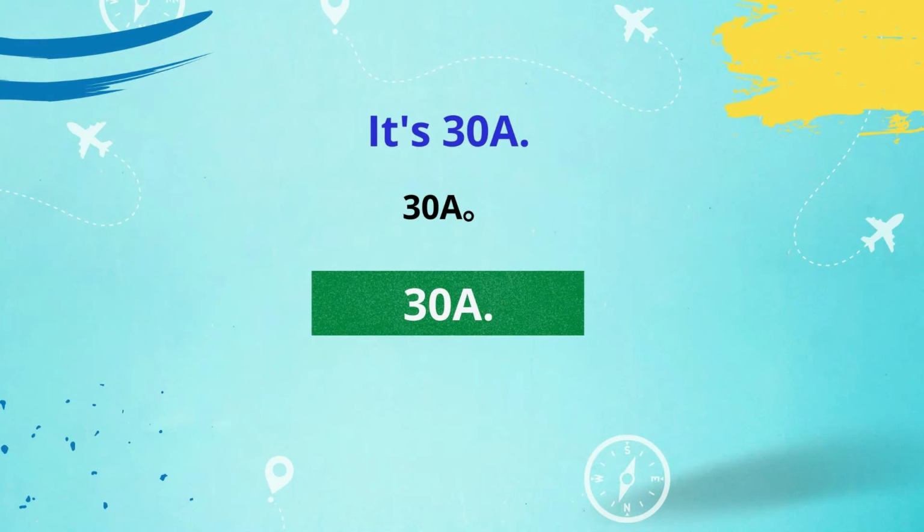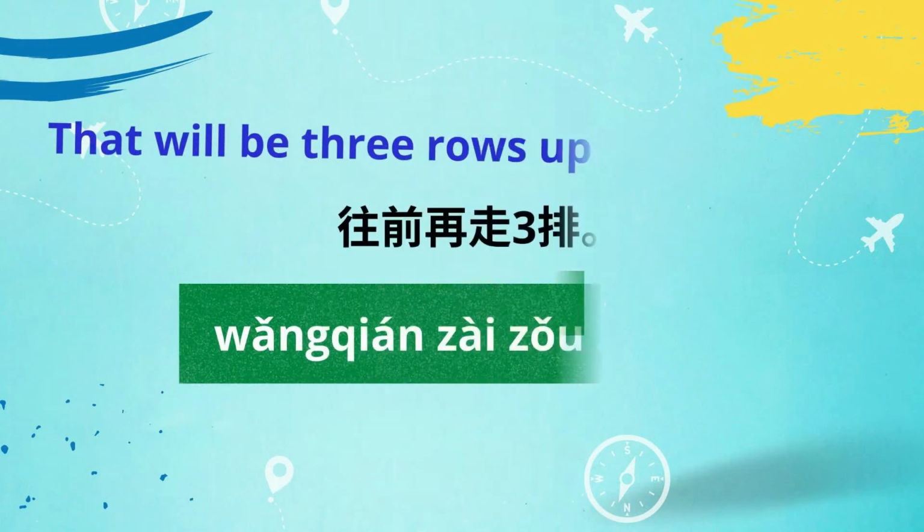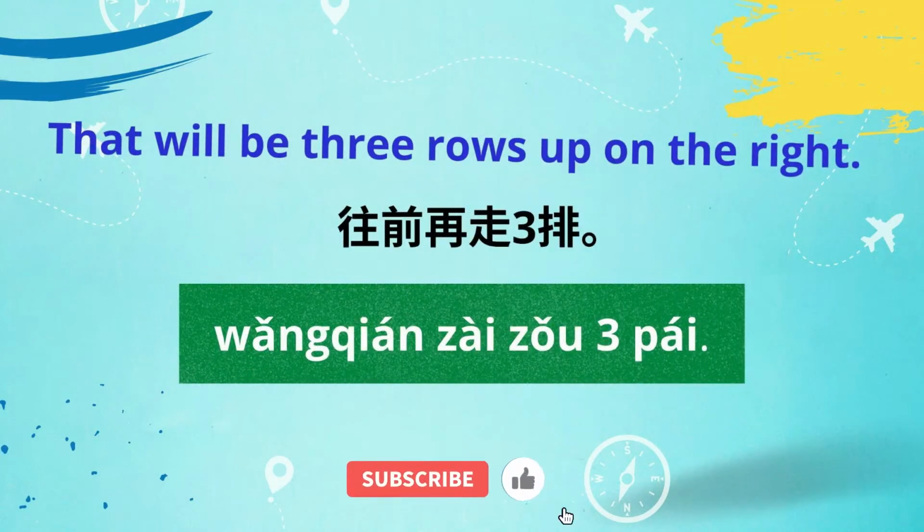It's 30A. 30A. 30 means 30. That will be 3 rows up on the right. 往前再走3排。 往前 means to move forward. 再 means once more or again. 走 means to walk or to go. 3 means 3. 排 means row or line.